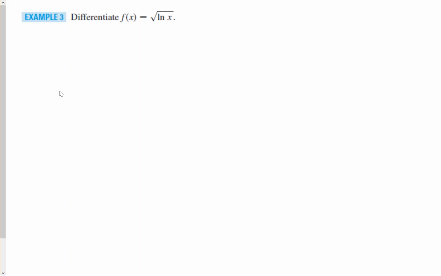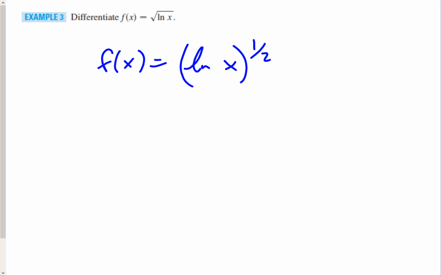Let's take a look at our next example. So here we have f of x equals the square root of the natural log of x. Let's rewrite the square root as a power. So this would be f of x equals ln x to the 1/2 power.